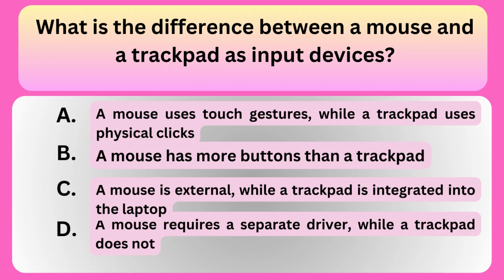What is the difference between a mouse and a trackpad as input devices? A mouse uses touch gesture while a trackpad uses physical clicks. A mouse has more buttons than a trackpad. A mouse is external while a trackpad is integrated into the laptop. A mouse requires a separate driver while a trackpad does not. And the right answer is a mouse is external while a trackpad is integrated into the laptop.